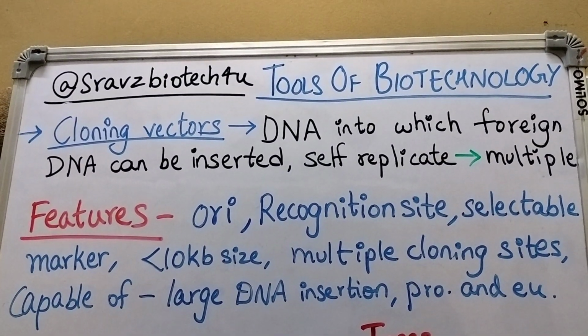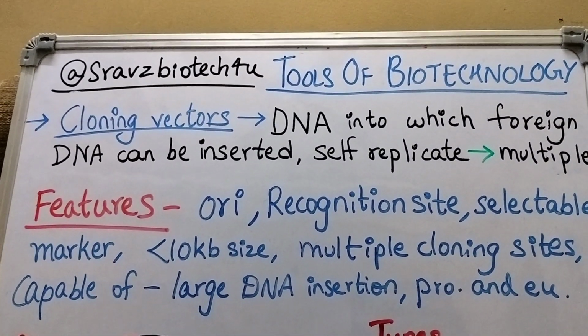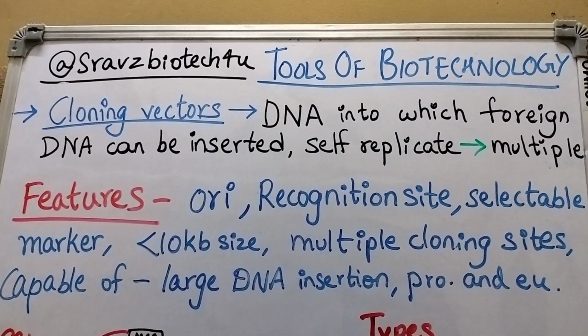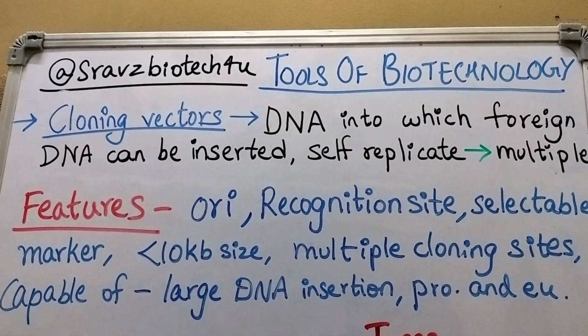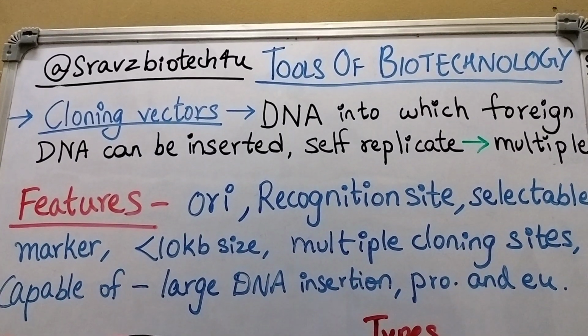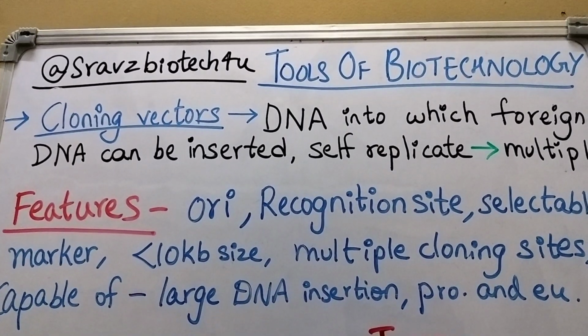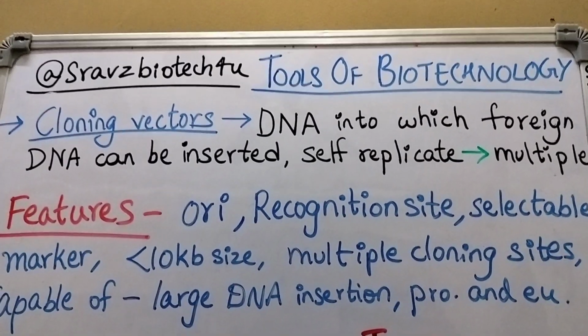Today we'll continue with the tools of biotechnology. The second tool is cloning vector. Cloning vector is a DNA molecule into which a foreign DNA can be inserted or integrated. This can self-replicate within the host cell to produce multiple copies or clones of recombinant DNA.